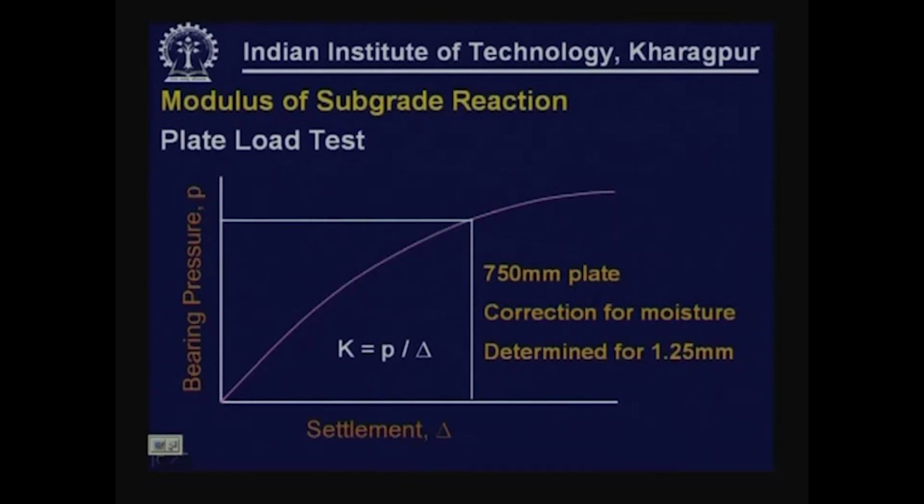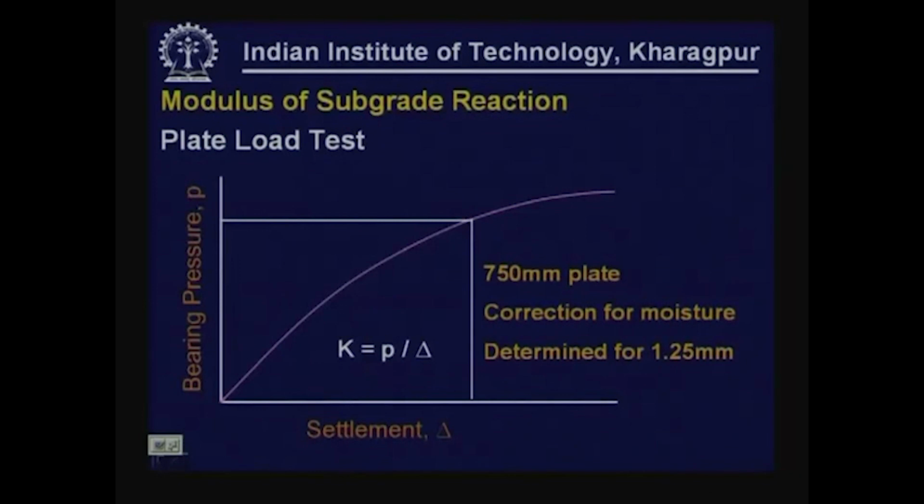Normally, we use a 750 millimeter diameter plate to conduct the plate load test, and we also normally have to make corrections for moisture. We normally use a K value corresponding to the weakest condition in designing pavements, but if you conduct this plate load test at a different point of time where the foundation is not in its weakest condition, we have to make some correction corresponding to the weakest condition. The K value is determined corresponding to 1.25 millimeters.